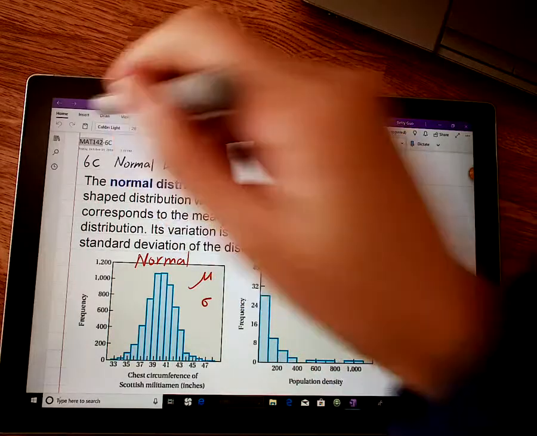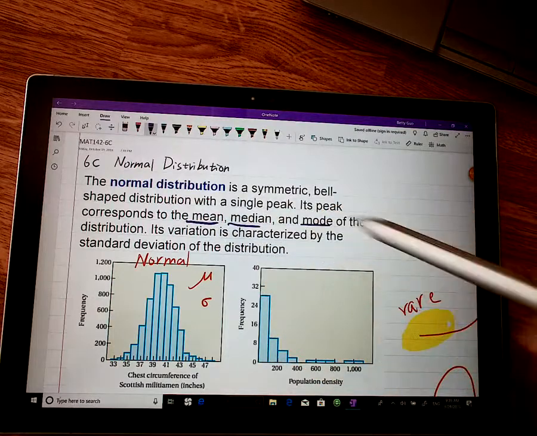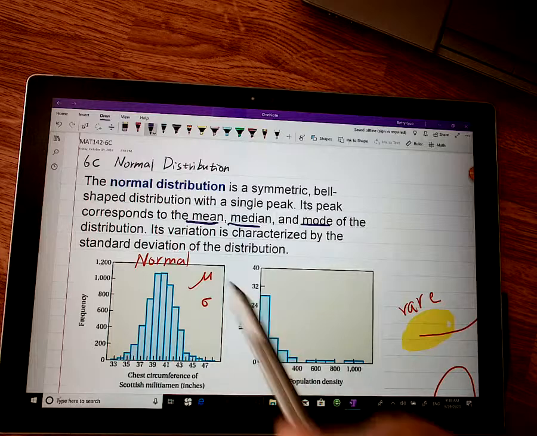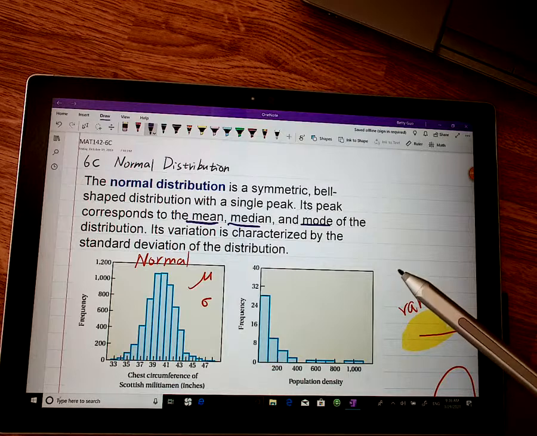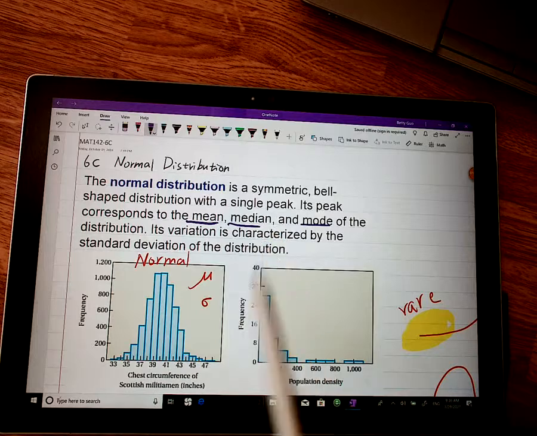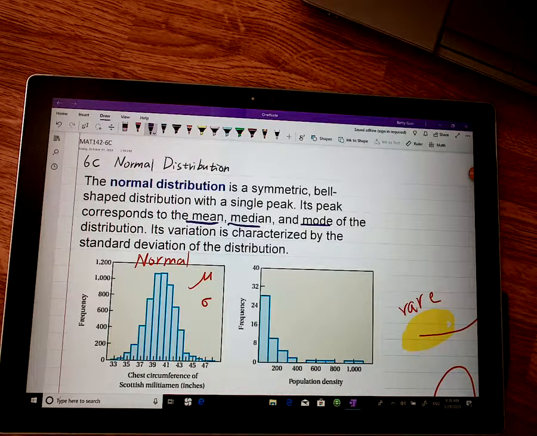It mentions mean, median, mode, three measures of center of a distribution. We have covered this in previous videos. For a normal distribution, all three measures of center are equal to each other. So this is one feature of the normal distribution. The mean, median, and mode are the same, in the middle, at the peak.